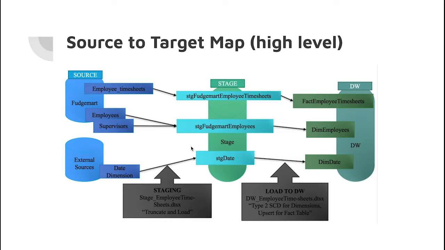So this is a high-level source to target map. As you can see, we're pulling our employee timesheets, employee supervisors, and date dimensions from our external sources in the databases. We then load them into the staging process. So we create stage date, stage FudgeMart employees, and the FudgeMart employees timesheets. From here, we load them into the data warehouse.